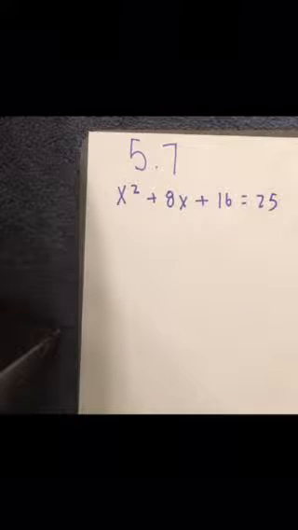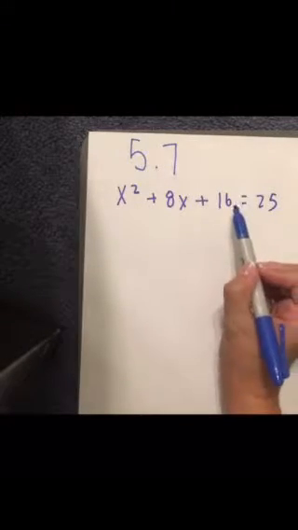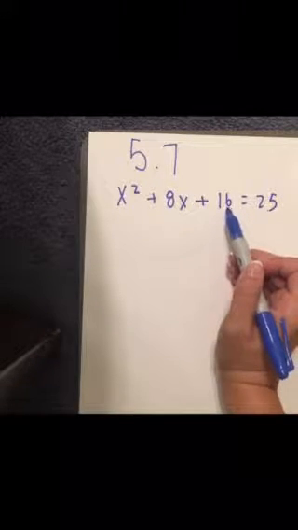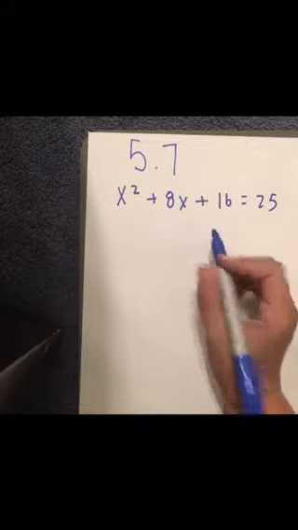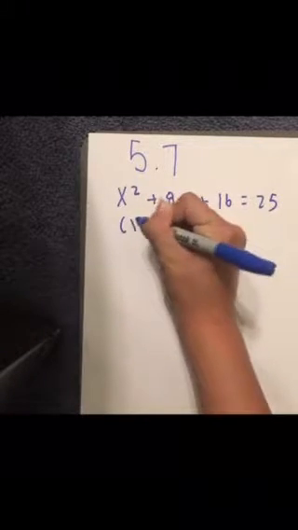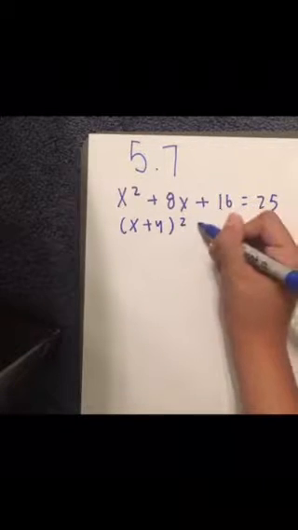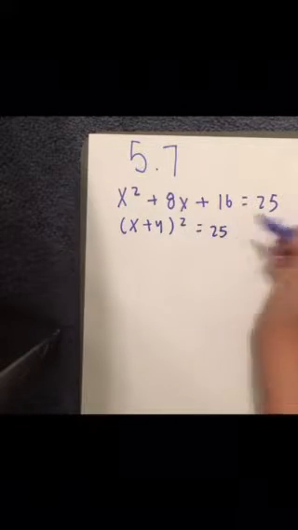So the first step in doing this equation is factoring the trinomial. So we're going to see what multiplies to 16 but adds up to 8. So the answer is 4. So (x + 4) squared equals 25.